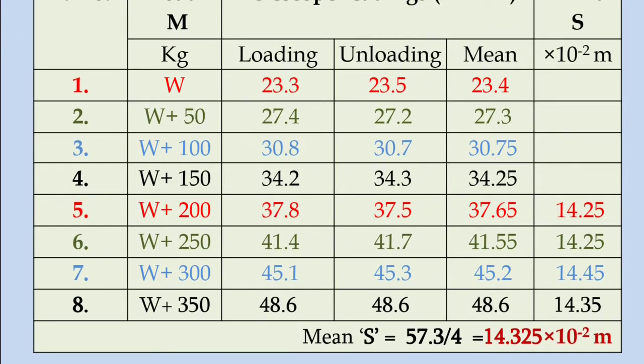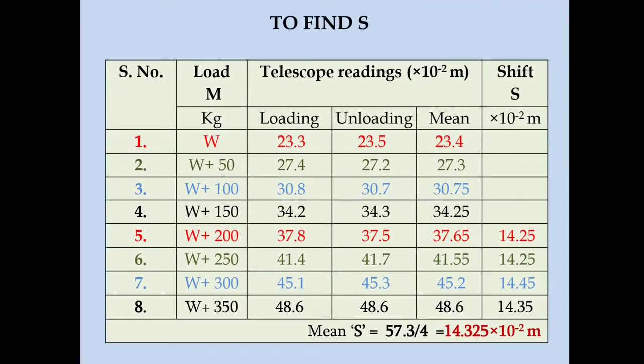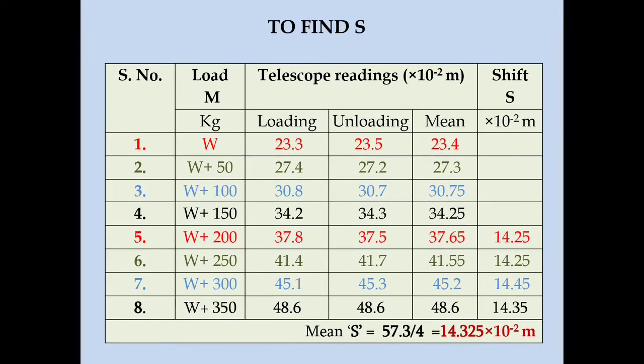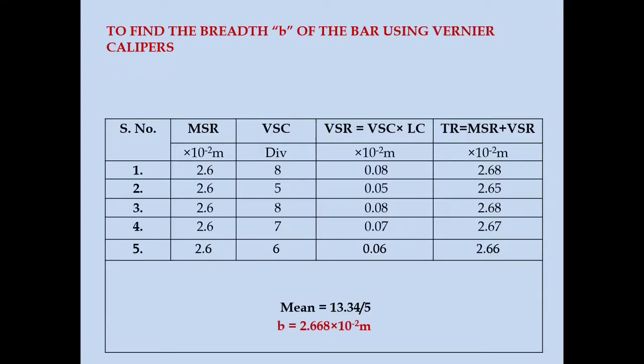So we got 4 shift readings for 200 grams of mass. All these 4 readings are summed together and divided by 4 to get the mean shift as 14.325 into 10 power minus 2 meters.